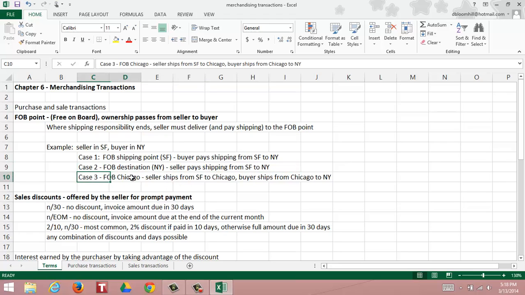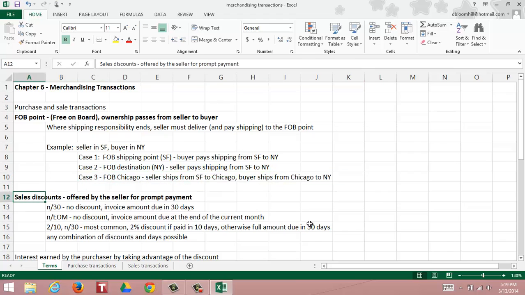Now, sellers can have warehouses all over the country, so the FOB point could be a third place entirely. So in case 3, if the FOB point were Chicago, the seller would be required to get the goods to Chicago and would own them until they get to Chicago. Once they pass through Chicago, then the buyer would own the goods on the leg from Chicago to New York and would be required to pay shipping on that leg. So hopefully that explains the FOB point a little bit.